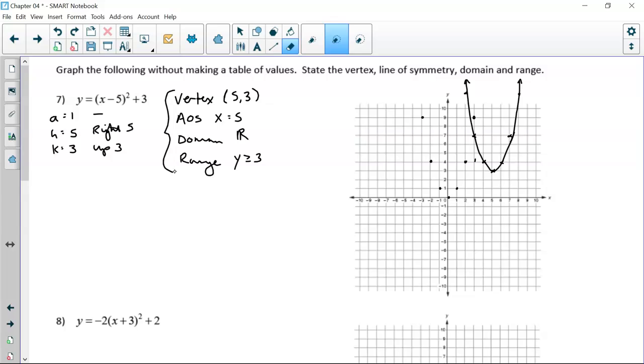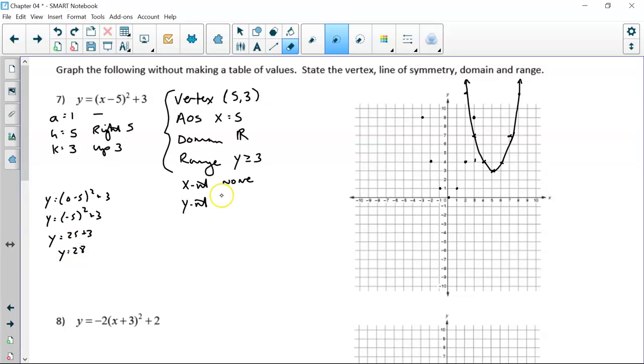Now let's find the intercepts as well, even though it doesn't say it. Now the x-intercept, you can see it's above the x-axis, so there is none. The y-intercept, I don't know exactly where that's going to be, but it looks like it's going to cross the y-axis at some point. Algebraically, remember, the y-intercept is when x is 0. So y equals the quantity of 0 minus 5 squared plus 3. So it's going to be negative 5 squared plus 3. So it's 25 plus 3. So y is 28. So the y-intercept is at 0, 28.